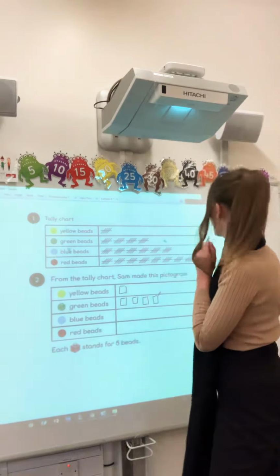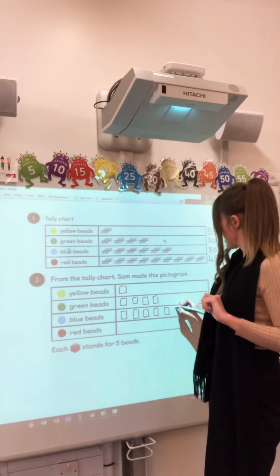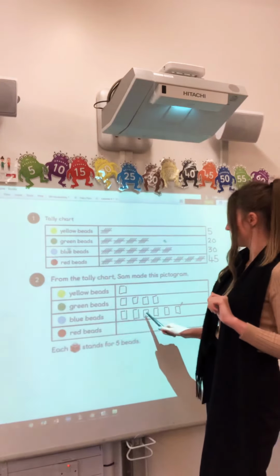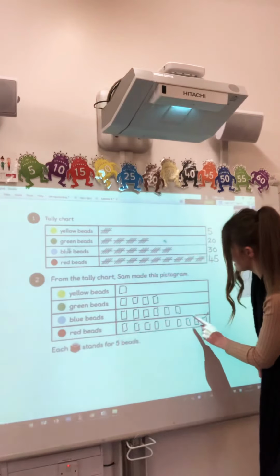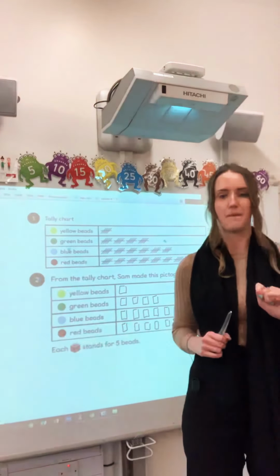Right, blue. There are 30 blue beads. Okay, let's count in our 5s. 5, 10, 15, 20, 25, 30. And red beads, we've got 45. 5, 10, 15, 20, 25, 30, 35, 40, 45. Just fits in. Let me just check this. 5, 10, 15, 20, 25, 30, 35, 40, 45 red beads.